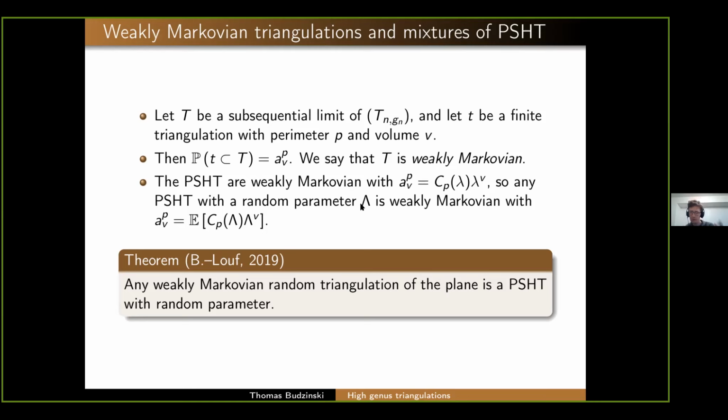Another thing that we can observe, something I've said a little bit earlier, is that it's weakly Markovian in the sense that the probability to observe a small triangulation around the root only depends on its perimeter and its volume. So I can denote it by APV, where P is the perimeter and V is the volume. And what we proved is that this property is sufficient to ensure that my subsequential limits have to be a mixture of Pschit, or equivalently a Pschit with a random parameter.